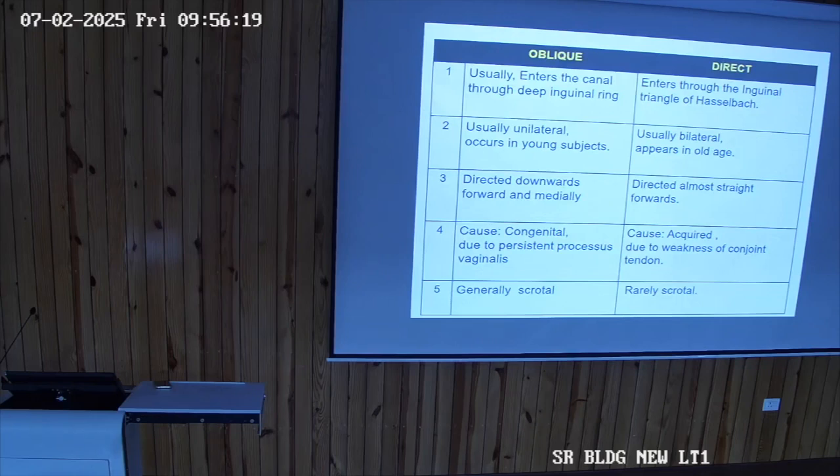देन कॉज क्या है? Congenital due to persistent processus vaginalis, or it can be the acquired weakness of the conjoint tendon. It is generally scrotal and that is rarely scrotal. If the hernia is scrotal, we are calling it as complete, and if it is not reaching to the base of the scrotum, then it is incomplete. So incomplete varieties हमने देखी, funicular hernia and the bubonocele. So it can be there.